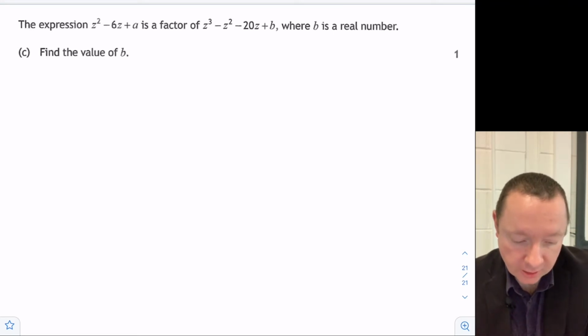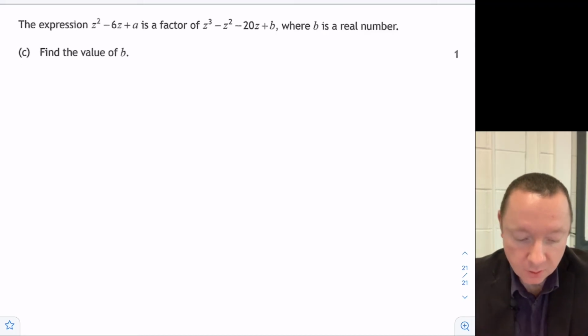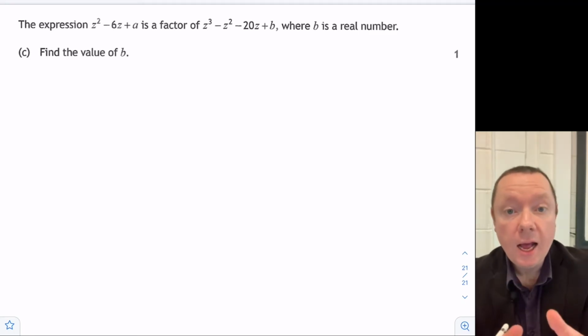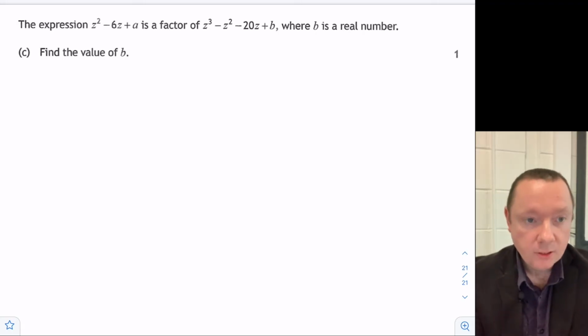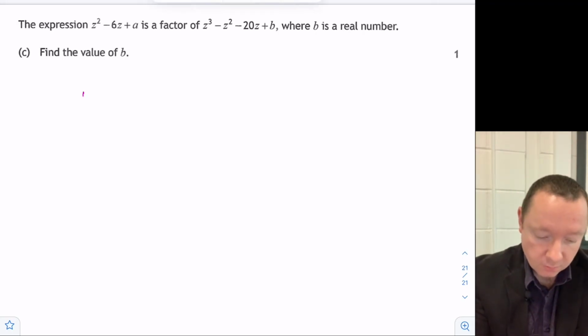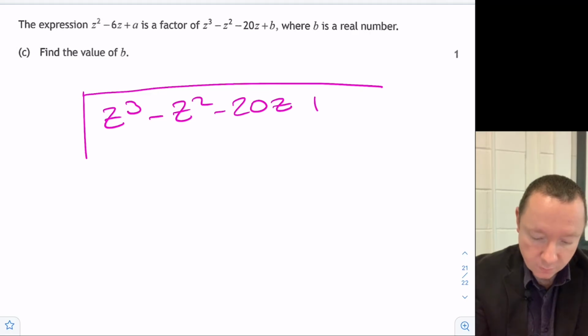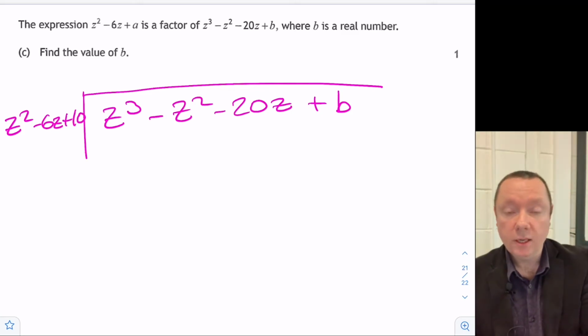Part C, the expression z squared minus 6z add a is a factor of z cubed minus z squared minus 20z add b, where b is a real number. Find the value of b. So since it's a factor, we can just divide, and since it is a factor, the remainder will be 0. So let's set up our long division. We've got z cubed minus z squared minus 20z plus b divided by z squared minus 6z plus 10, because a is 10, remember, we've just worked that out.